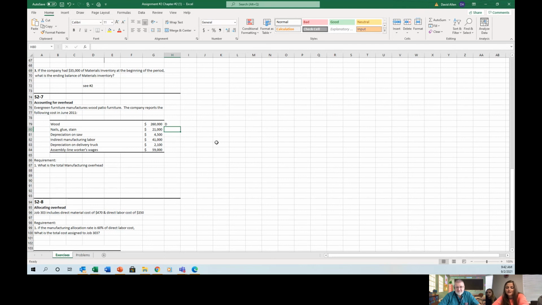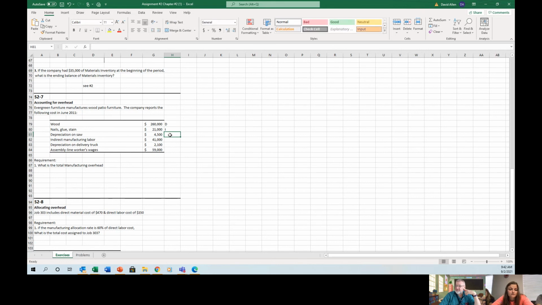Indirect. What do you think? What's the nails, glue, and stain going to be? Direct. Okay, it's used directly in manufacturing it, but do you think we're going to order nails, glue, and stain in a manner that we can charge it to a specific piece? Yeah, that's going to be an indirect, okay?